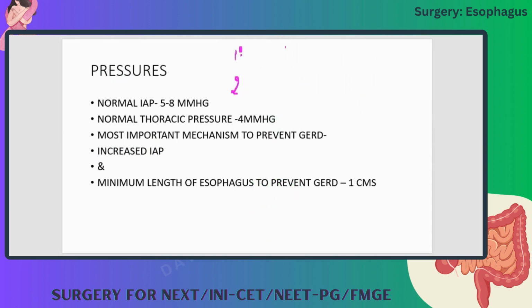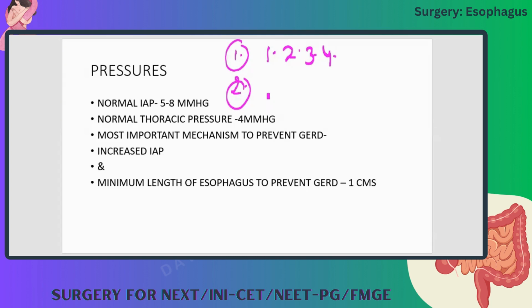See, question number 1 and question number 2 here. Which of these factors will help to prevent GERD? 1, the lower esophageal sphincter. 2, upper esophageal sphincter. 3, the length of the intra-abdominal esophagus. And 4, pressure differences. What is the option?